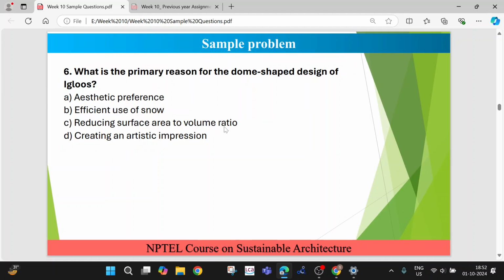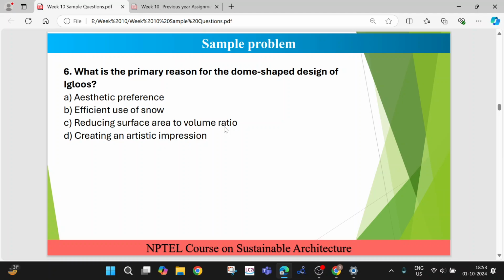Fine. So let's move to the sixth question. What is the primary reason for the dome shaped design of igloos? This also we have discussed in earlier questions. Based on that, you can answer why the circular or dome shape is beneficial, why they are preferring this kind of shape. You can also answer it from the two case studies about the cold climate condition and the hot climate condition that I have shown through the ECBC climate zone finder.